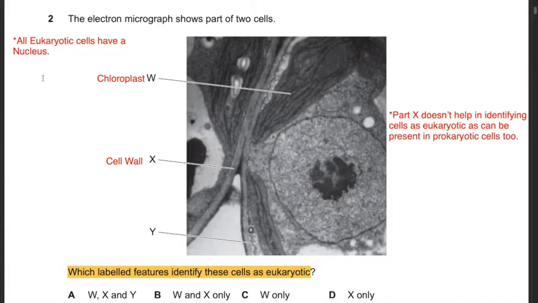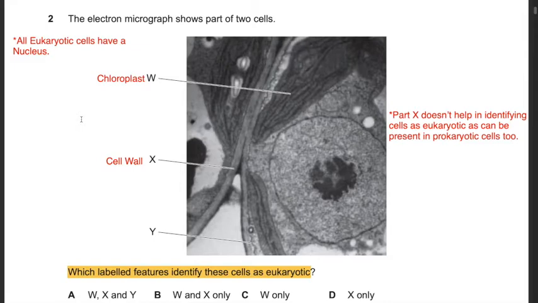Question 2. The electron micrograph shows part of two cells. Which labelled features identify these cells as eukaryotic? If you go to this electron micrograph, part X doesn't help in identifying cells as eukaryotic. Why is that? Because part X represents a cell wall, and cell walls can be present in eukaryotic cells as well as in prokaryotic cells. Because cell walls are present in prokaryotic cells too. It is just the substance that differs which makes the cell wall.